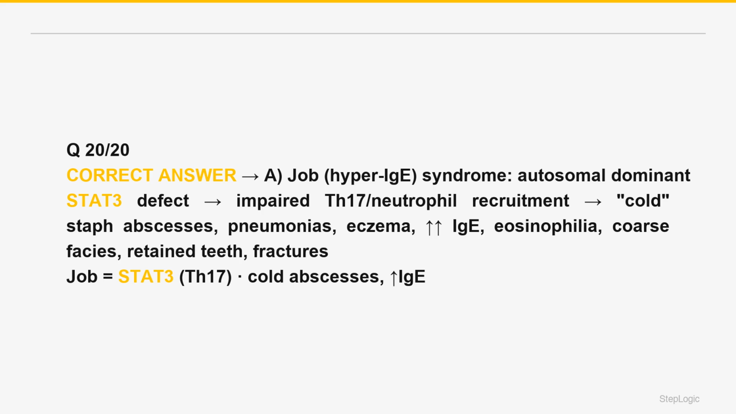Contrast with CGD, and Chediak-Higashi, LYST, giant granules, and Wiskott-Aldrich, thrombocytopenia, low IgM, high IgE and IgA. The STAT3 Th17 defect with cold abscesses and very high IgE is Job syndrome.